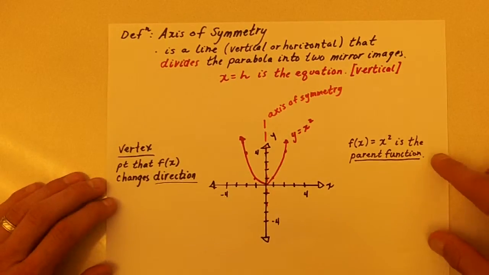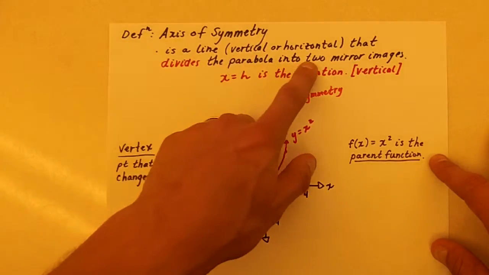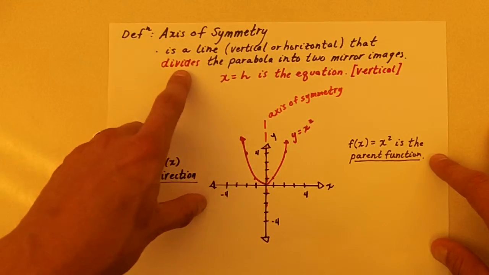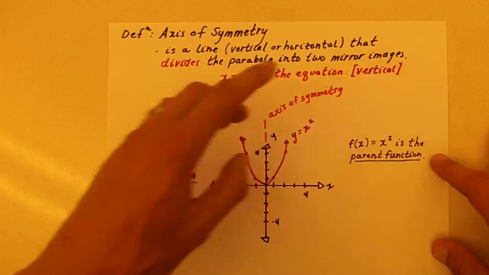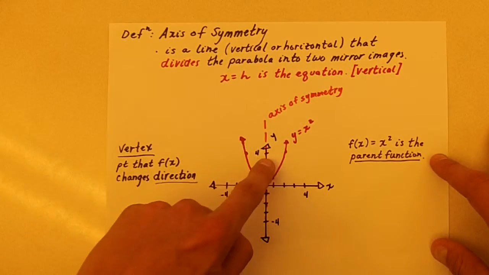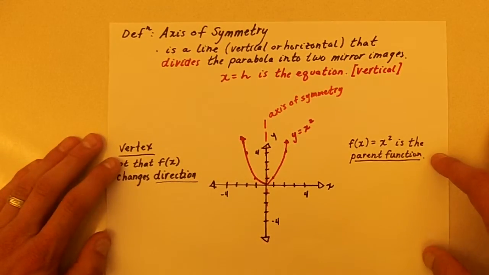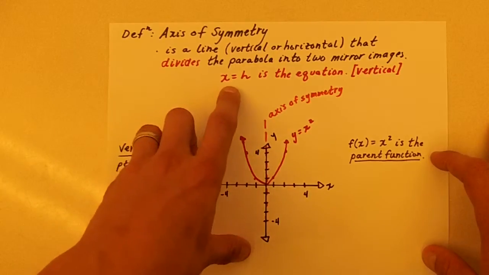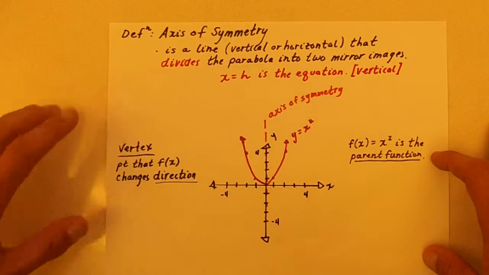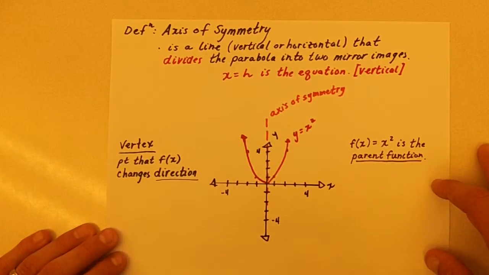Okay, so the axis of symmetry. The axis of symmetry is a line. It can be vertical or horizontal, but for now we're going to look at the vertical line. It divides the parabola into two mirror images. So kind of thinking like drawing a line down your face, okay? You get the same thing on both sides. They're mirror images, okay? So the axis of symmetry has a vertical line of x = h. Okay, and this is for the vertical.